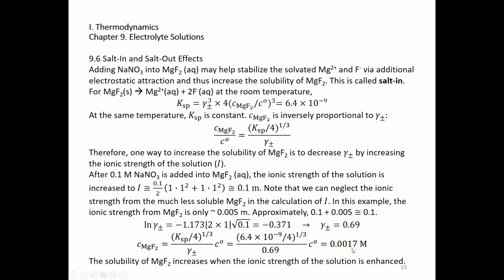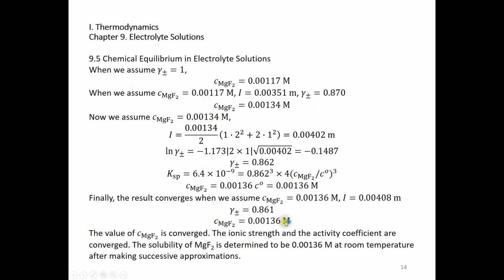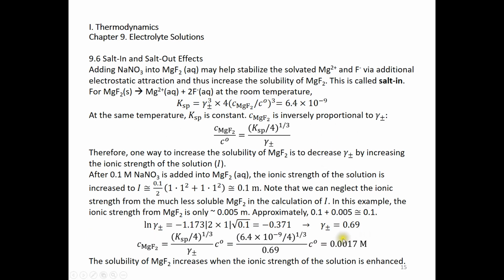This is higher than the previously calculated 0.00117 molar with zero ionic strength. It's also greater than the value over here, 0.00136, even after we consider the ionic strength that comes from magnesium fluoride. So this is the so-called salt-in effect. After we add sodium nitrate into the saturated solution of magnesium fluoride, we can further enhance the solubility of magnesium fluoride. What's the physical reason behind this?